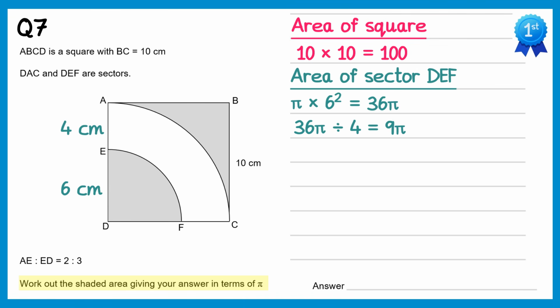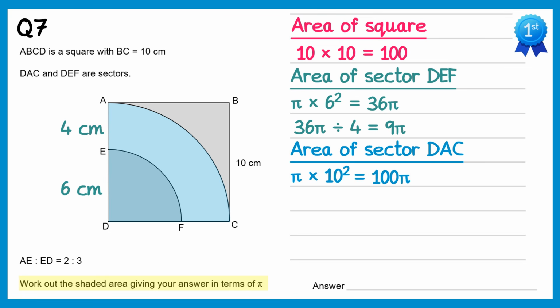Now let's look at the larger sector DAC, which is this one here. The radius of this one is the same as the length of the side of the square, so 10. So if we do pi times 10 squared, that's 100 pi. That's the area of the whole circle, and again we have a quarter circle, so we'll do 100 pi divided by 4, which gives you 25 pi.